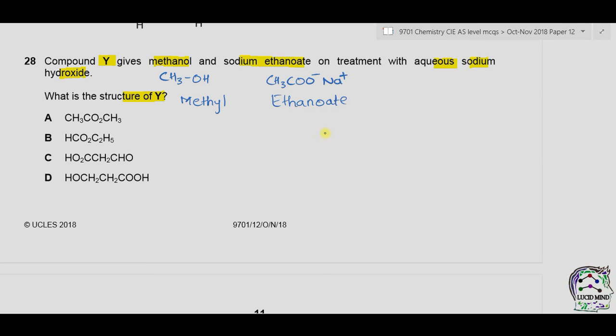The structure of methyl ethanoate can be drawn like this. We have 2 carbon, then oxygen and then CH3. So the structure similar to this one is given in part A. We have CH3, CO2 and CH3.